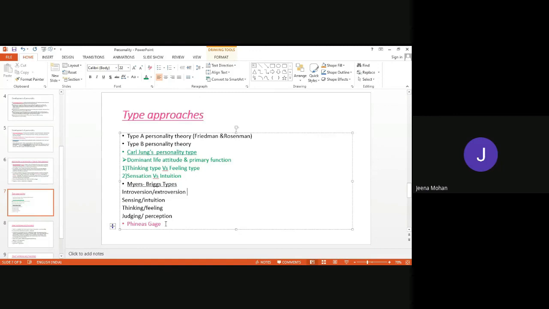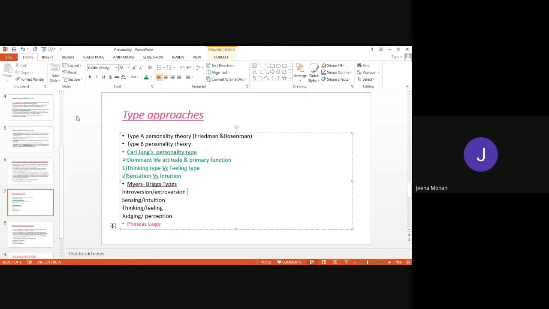And why this name is very important is that this is considered the first case that was widely recognized as clear evidence which shows there is a link between the physical brain and personality.